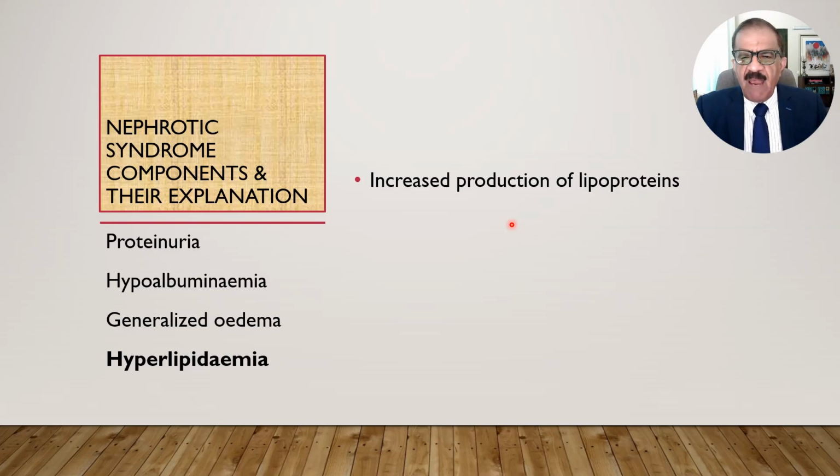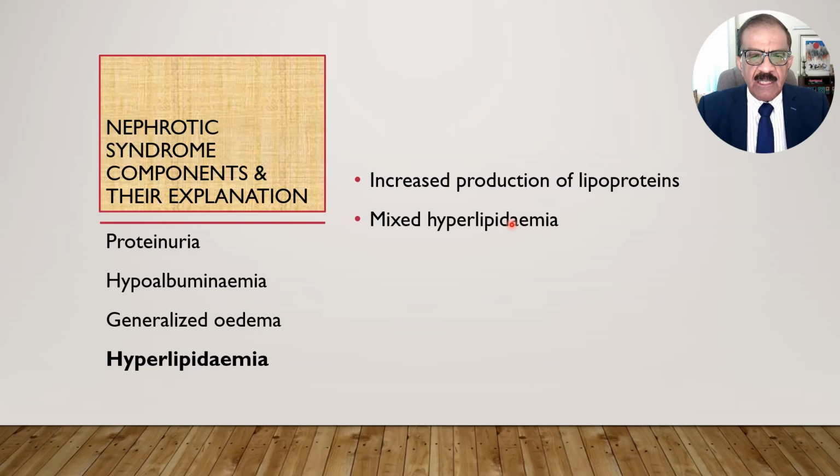Sometimes you may have reasonably high cholesterol, like 350, the type of lipid disorder you get in familial hypercholesterolemia. So I think this component has to be addressed also in the treatment. There is usually mixed hyperlipidemia, because all types of lipoproteins are synthesized in increased quantity.